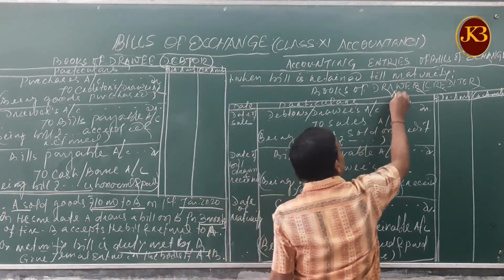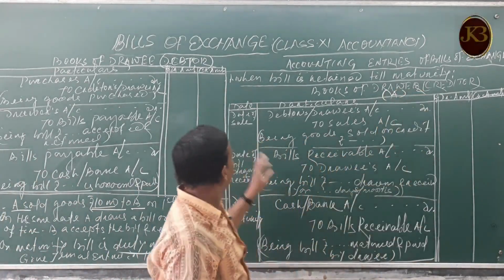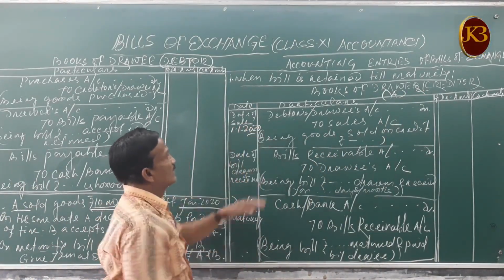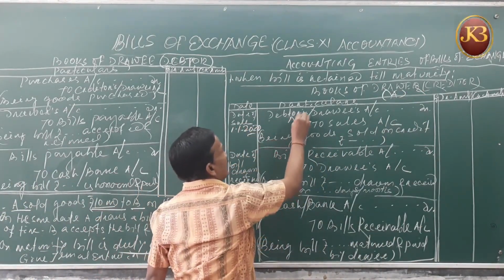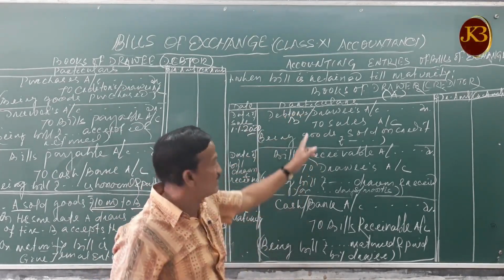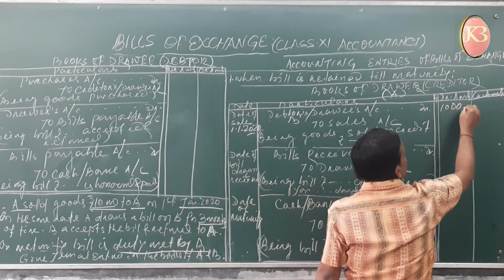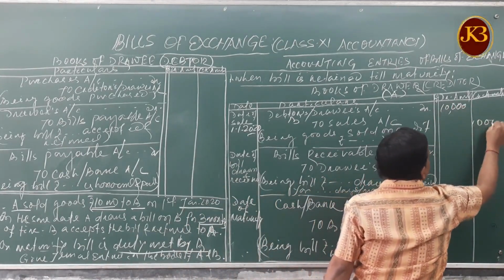So here the drawer is A. On 1st January 2020, debtor's account, this is B's account, B's account is debited to sales account, this is 10,000 rupees. So I think it is clear.